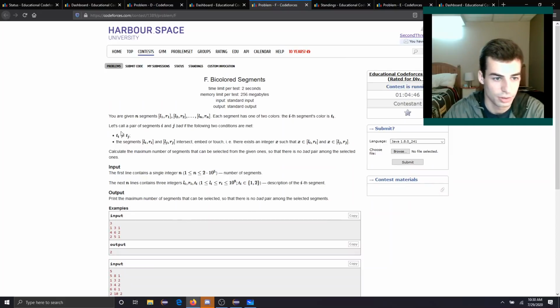We'll try reading this. You're given n segments. Each segment has one of two colors. Let's call a pair bad if they're different colors and the segments intersect. Calculate the maximum number of segments that can be selected from the given ones such that there is no bad pair. Does the color even matter? Oh, the colors are different. Yeah.